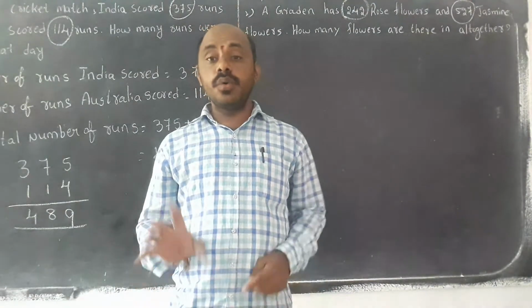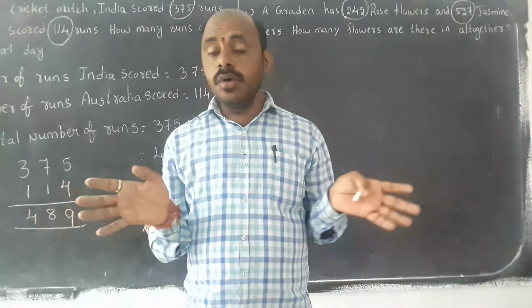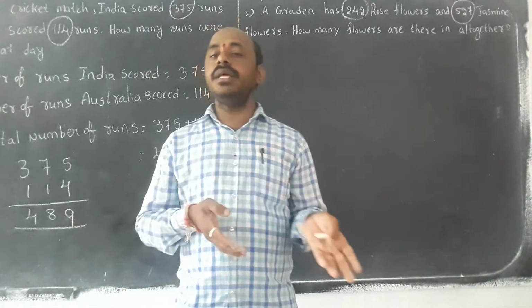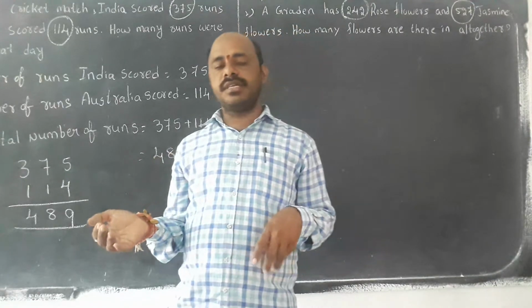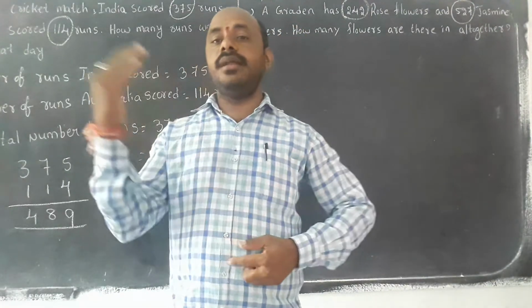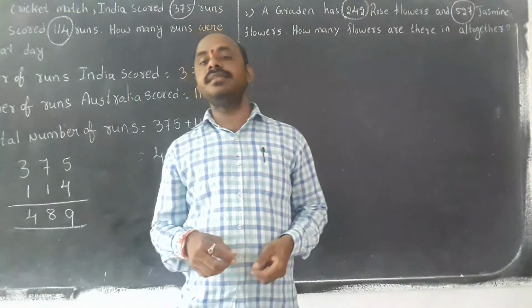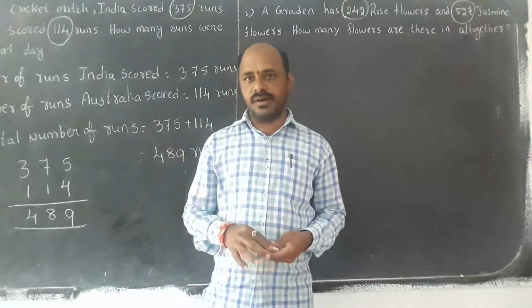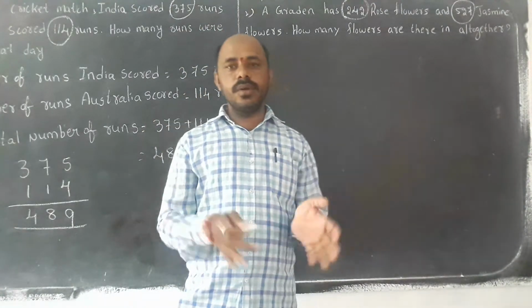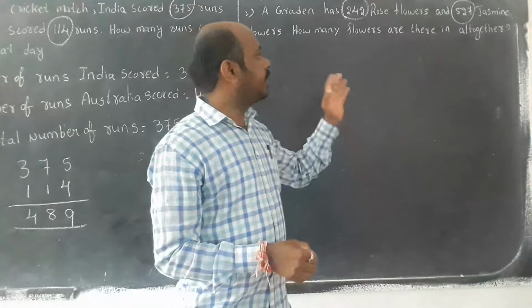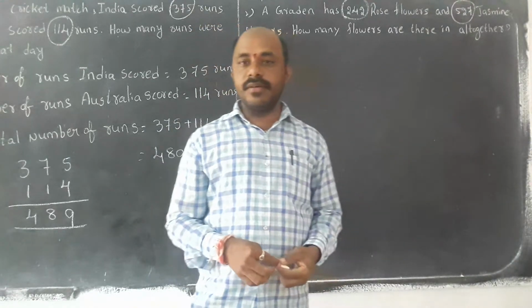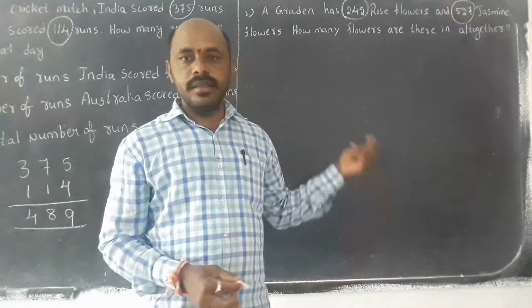He is asking. Together means what? We have to add both. How many roses are there? How many jasmine flowers are there? We will count and we will say. Single flowers we can't count, that's why we add together and say the total number of flowers in the garden.